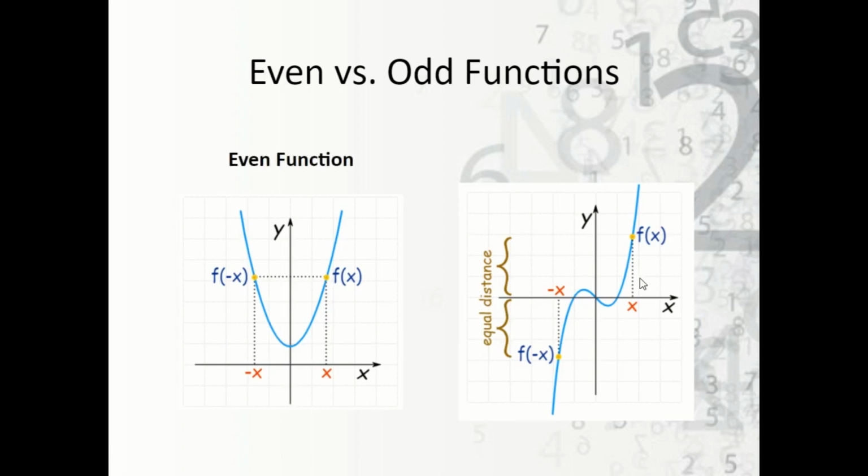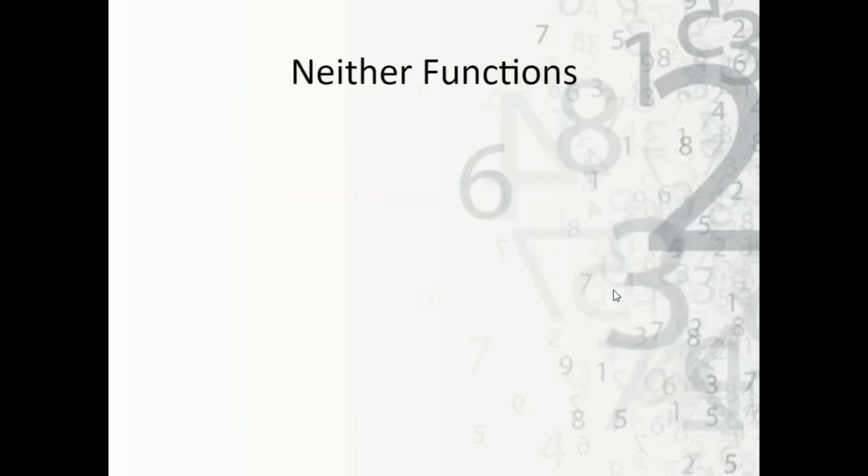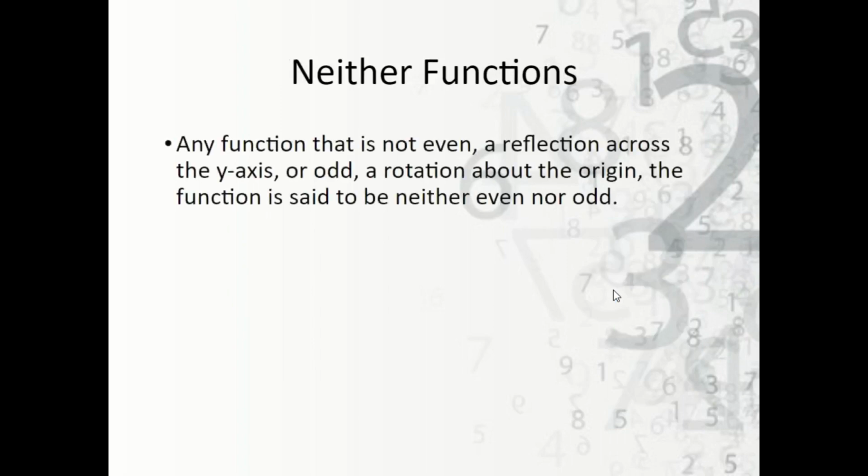Now an odd function is something that's rotated. So I spin it 180 degrees. If I take this point here and spin it 180 degrees, it should end up right there. If I take this point and spin it 180 degrees, it should end up right here, and so on. So the whole function is spun around the origin. So this is an odd function. Now neither functions are just functions that are neither even nor odd. They're not reflected and they're not rotated 180 degrees.